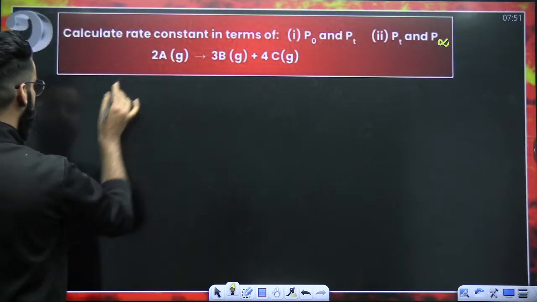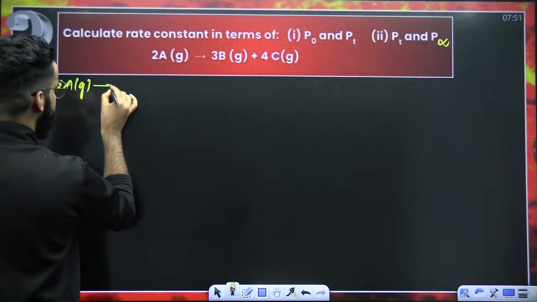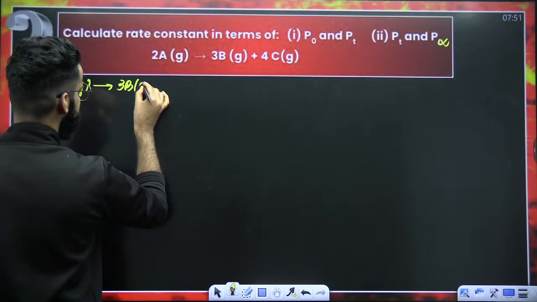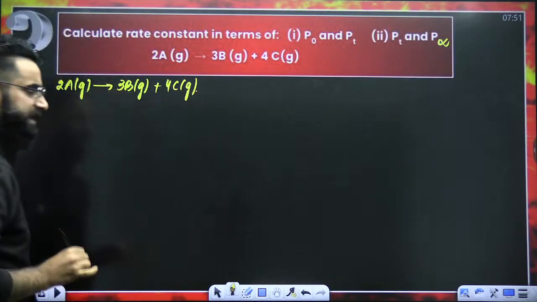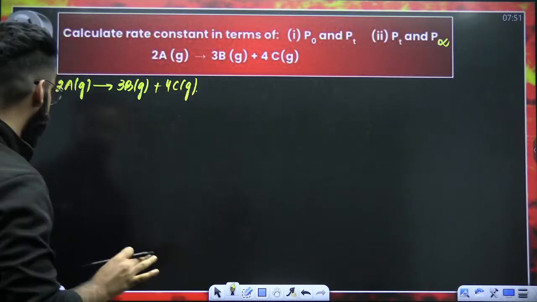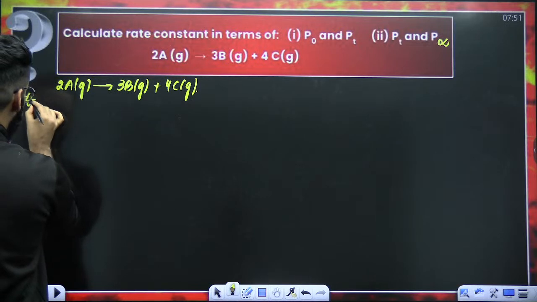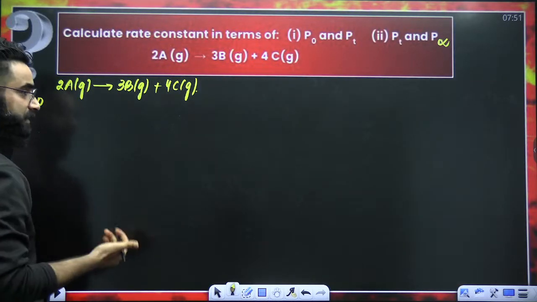See what exactly you'll be doing. Let me write the reaction again. So 2 times A gas gives 3 times B gas plus 4 times C gas. It is a homogeneous gaseous phase reaction which will be carried out in some container which is closed on all the sides. At time t is equal to 0, there will be only a reactant in the container.